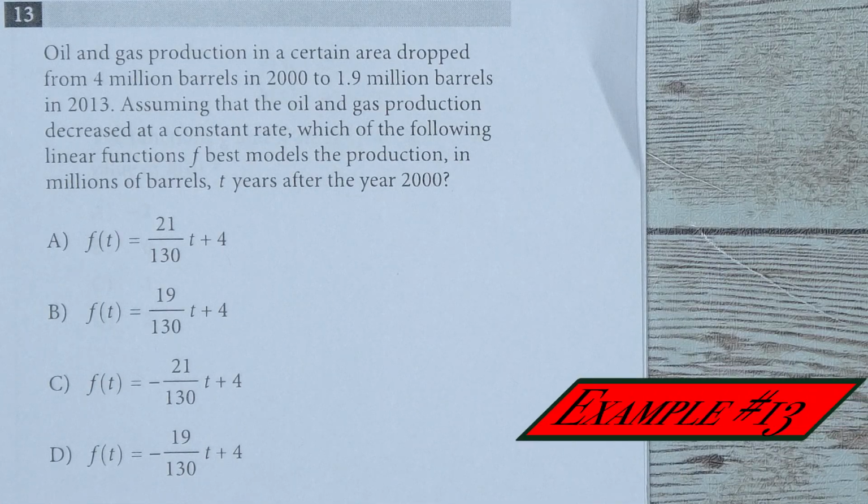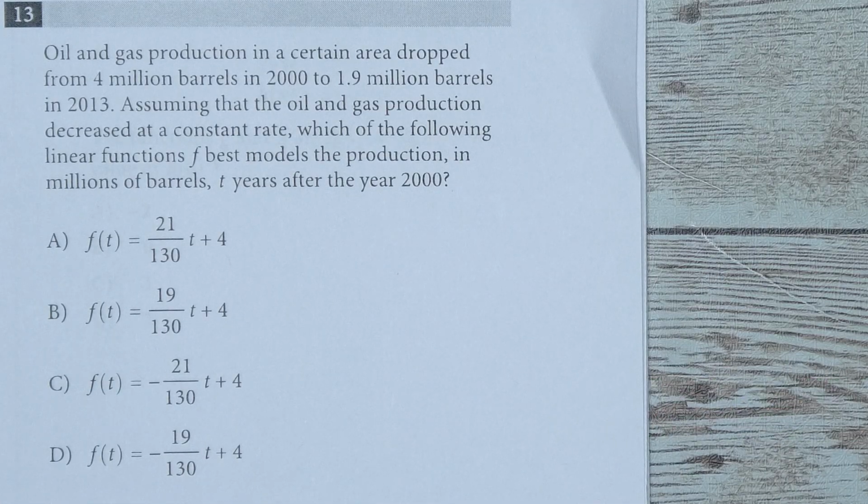Oil and gas production in a certain area dropped from 4 million barrels in 2000 to 1.9 million barrels in 2013.